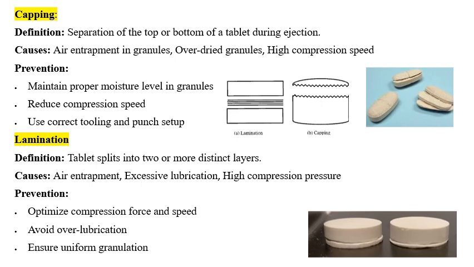Lamination means tablet split into two or more distinct layers. Causes are air entrapment, excessive lubrication, high compression pressure. Prevention is to optimize the compression force and speed. That means you need to optimize the compression machine parameters, avoid over lubrication, and ensure uniform granulation. So capping is separation of the top or bottom of the tablet during ejection, while lamination is splitting of the tablets into distinct layers. Sometimes the causes of the capping and lamination are same, and the prevention factors are also same.